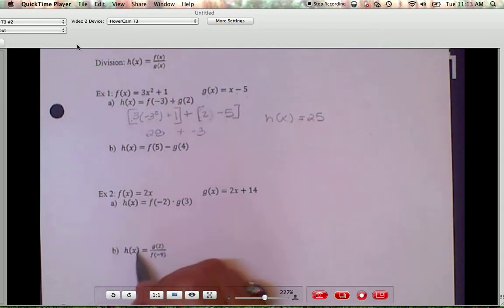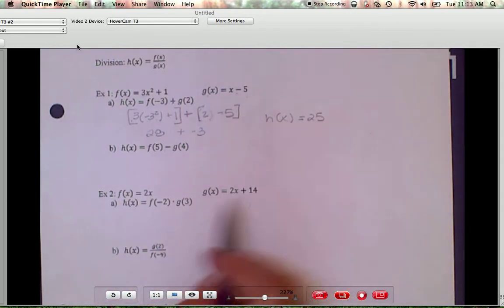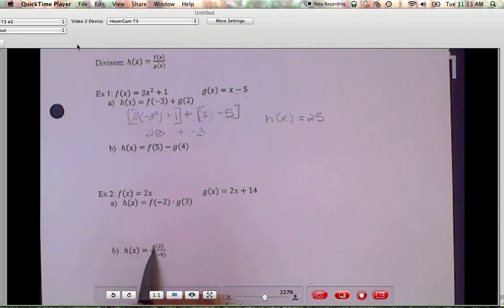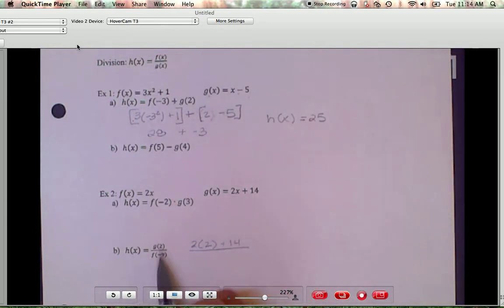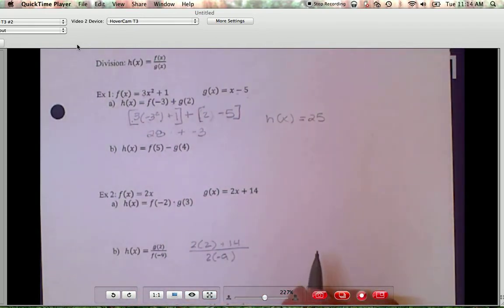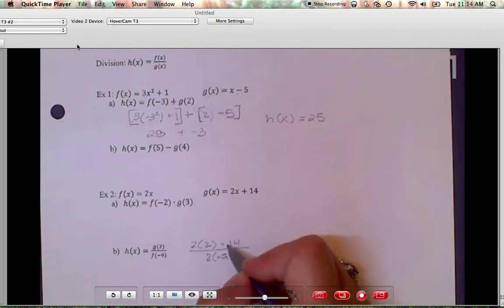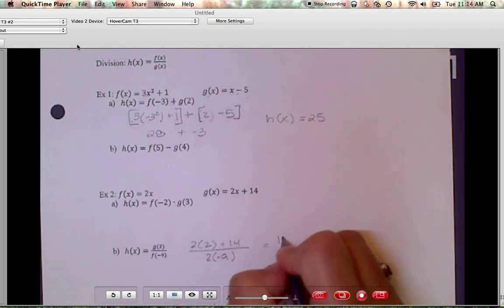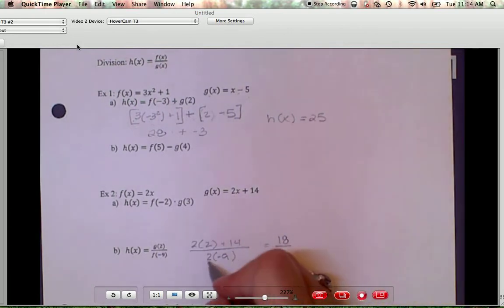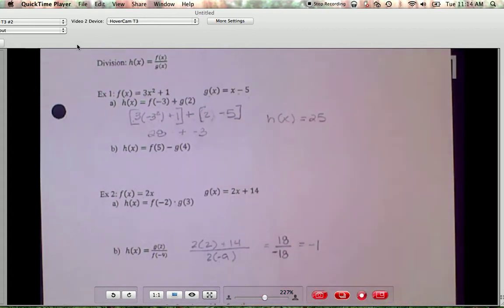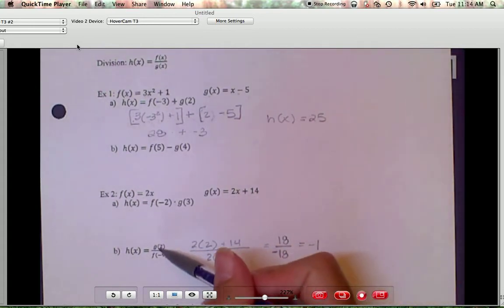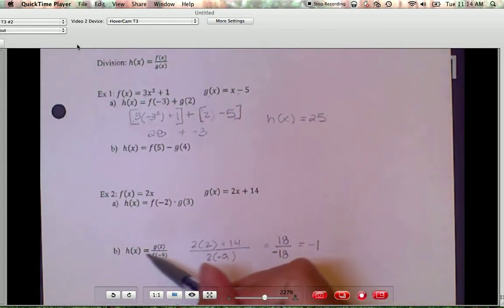So example 2, we're using this f function and this g function. So h of x is g of 2. Make sure you're using the g function, which is 2 times 2 plus 14, divided by f of negative 9, so 2 times negative 9. Now 2 times 2 is 4. 4 plus 14 is 18. 2 times negative 9 is, of course, negative 18, and this all simplifies to be negative 1. Very simple. Just telling you what values to plug in, and then follow whatever the operation is.